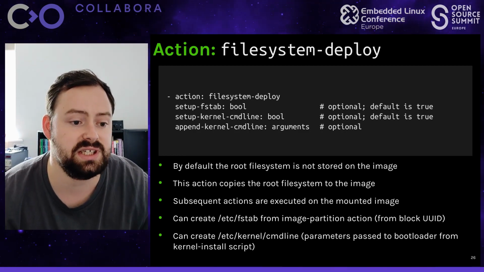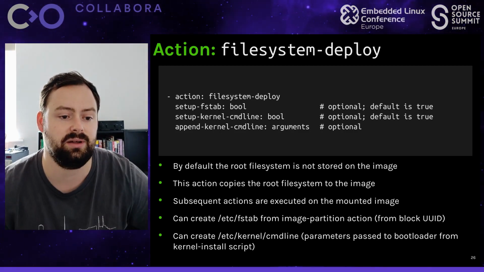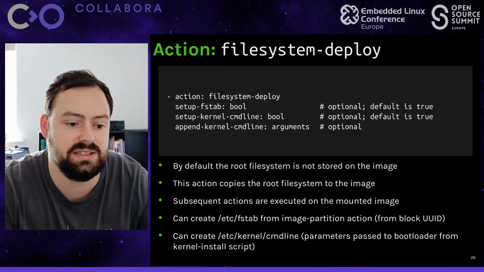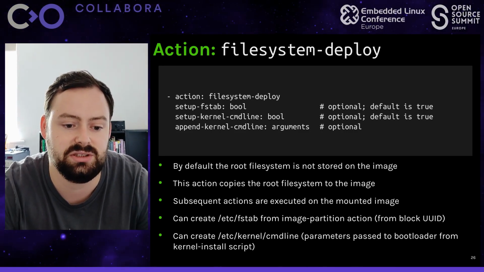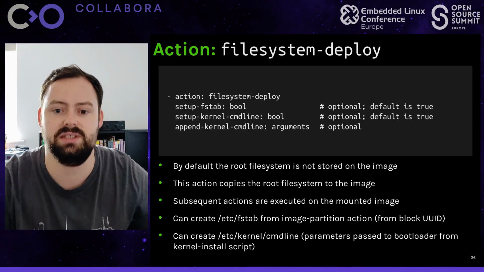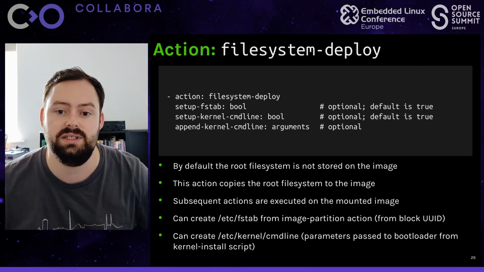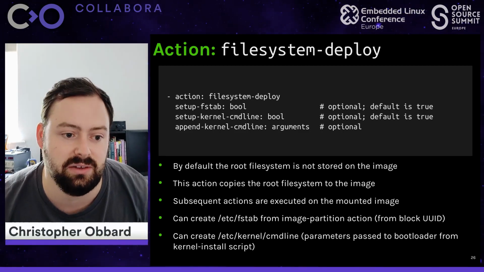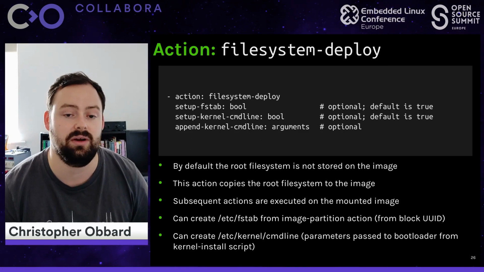There are also some helper functions here: set up kernel command line and append kernel command line, and setting up the fstab, which basically creates the fstab file from the image partition action. And it uses the block UUID for this, which is fairly primitive. I mean, in some cases you want to use the block label rather than the block UUID, but you can always overwrite the fstab yourself. And in these cases, we let you set your own fstab up.